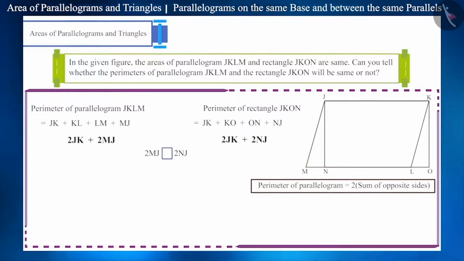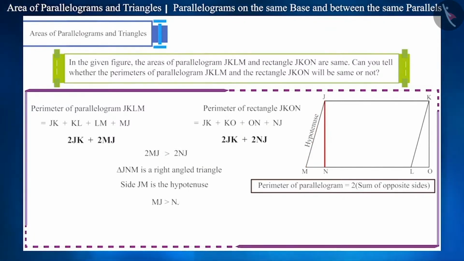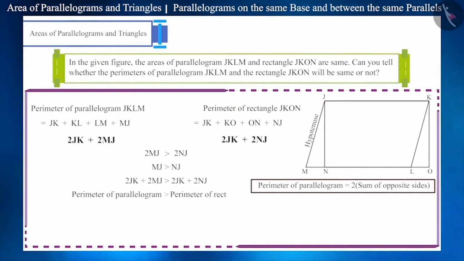We can see that triangle JNM is a right angle triangle where the side opposite angle JNM is hypotenuse JM. And we know that the hypotenuse is always greater than other sides. Therefore, we can say that side JM will be greater than JN, or let's say MJ greater than NJ. Thus, it leads to the conclusion that the perimeter of a parallelogram is greater than the perimeter of a rectangle.